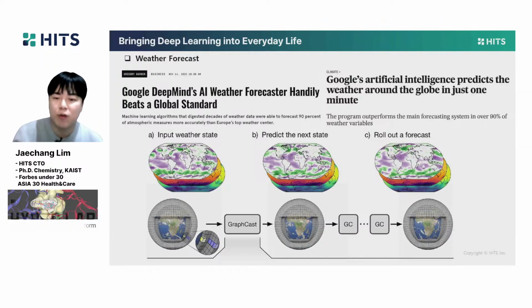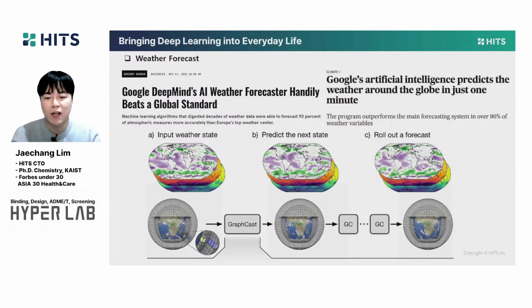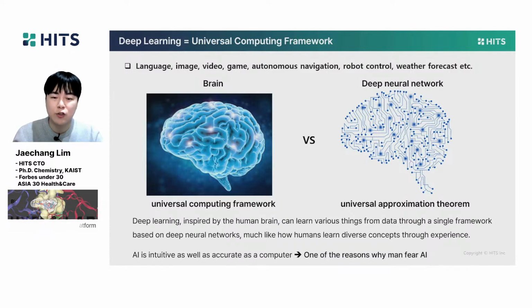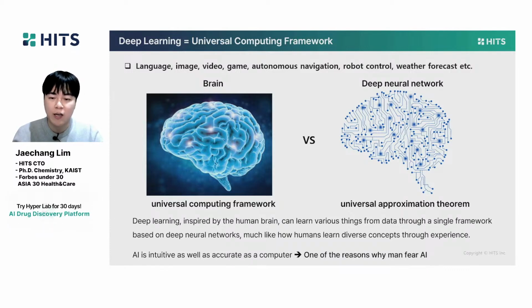Similarly, it has been reported that AI-based weather forecasts are now possible even with home computers, not supercomputers, and this can provide more accurate forecasts than supercomputers. And it shows how deep learning is influencing various fields in our daily lives. The fields where deep learning is used, such as language, image, video, games, autonomous driving, robot control, weather prediction, are continuously expanding, and this is similar to how our brain learns and executes various things.